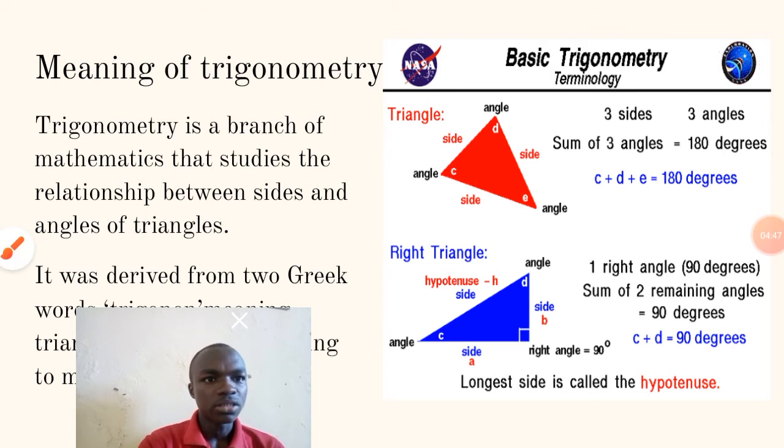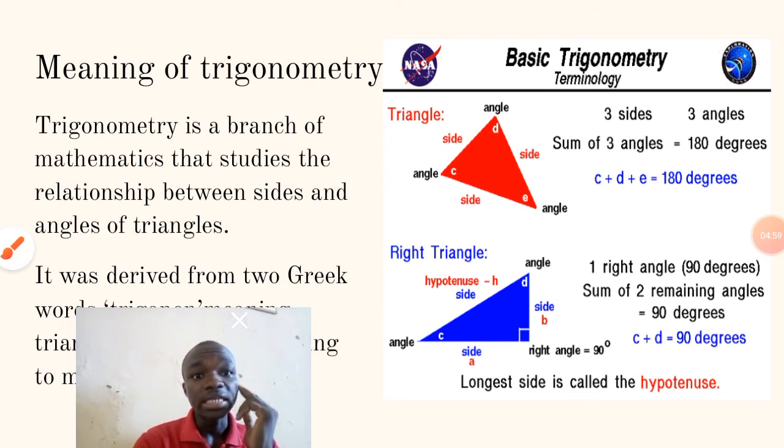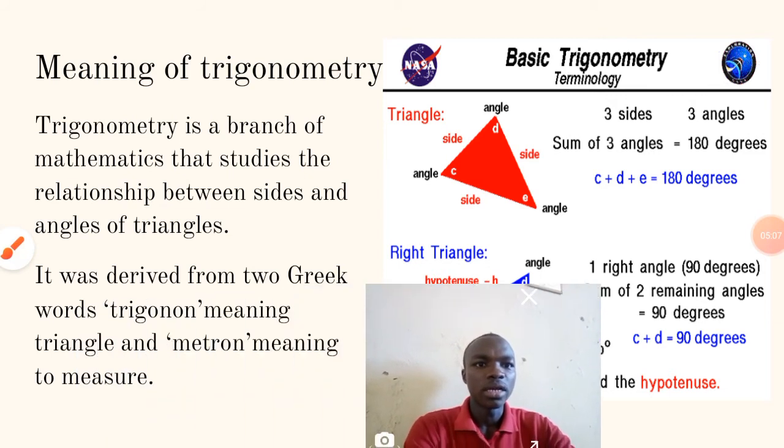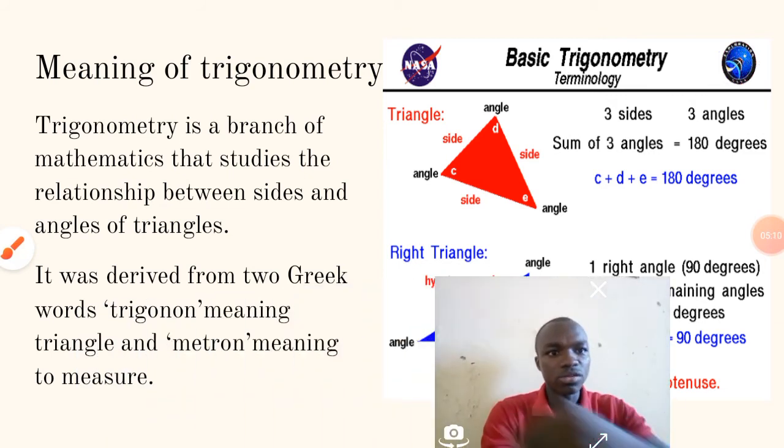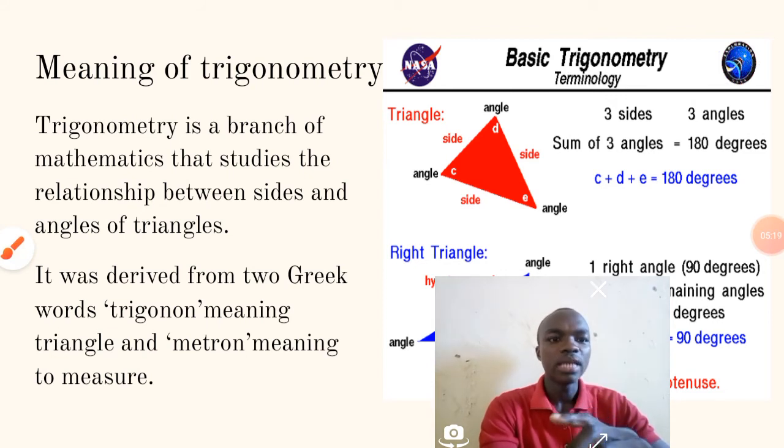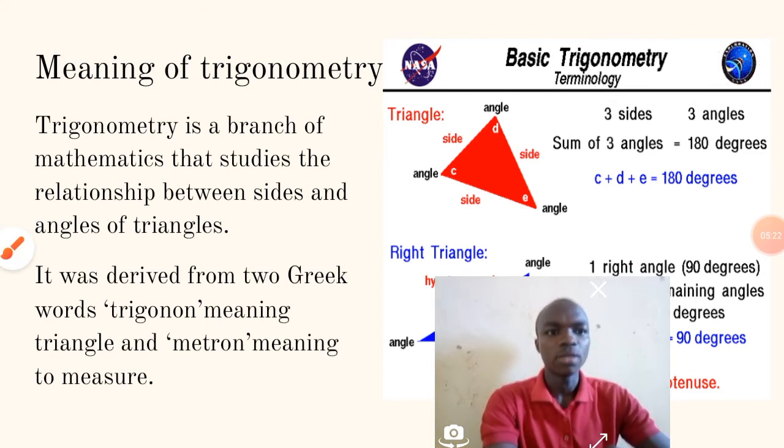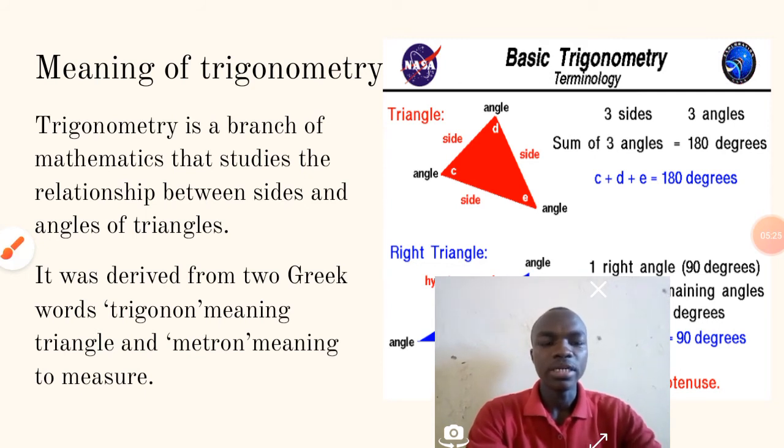You have the right angle triangle there. The longest side is called the hypotenuse. We are going to be looking at that, but this is just basic terminologies of trigonometry. You have the angle, you have the side, and the different types of triangles. So we say trigonometry is the study of sides and angles. It's just showing the relationship between the sides of a triangle and the angles in the triangle, how they are related. We are going to be seeing that.